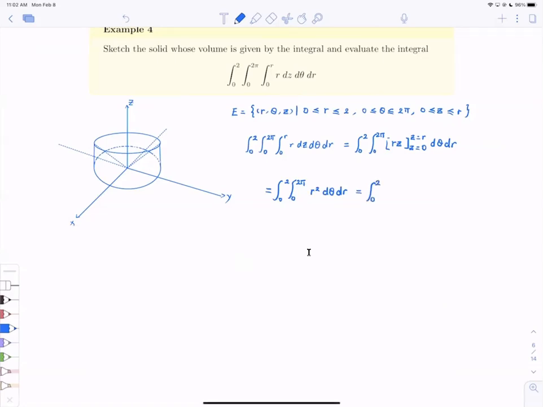Oh, we can just separate this: the integral from 0 to 2 pi d theta, and then the integral from 0 to 2 of r squared dr. So this will give you theta from 0 to 2 pi, and this will give you 1/3 r cubed from 0 to 2. That's 2 pi times 8/3. So that's 16/3 pi.